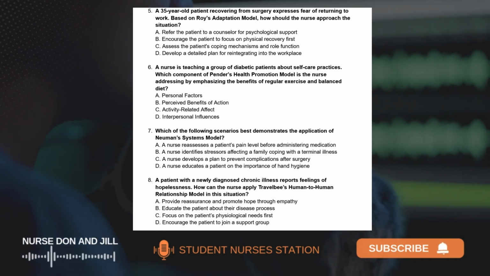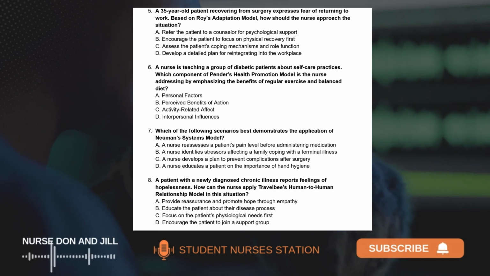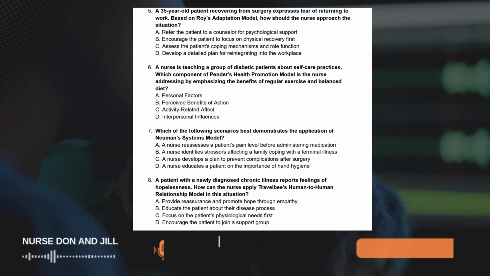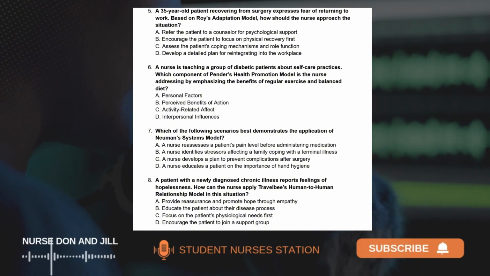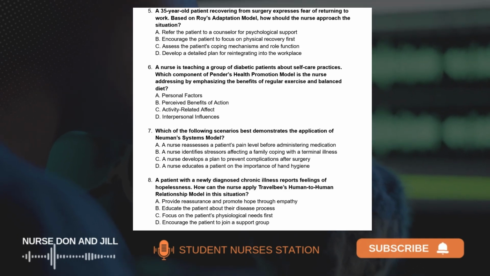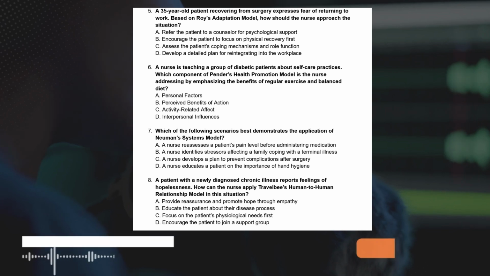All right, ready for question 7. Bring it on. Which of the following scenarios best demonstrates the application of Neuman's systems model? Okay, so Neuman's model is about stress and how the patient responds to it. Like those lines of defense. All right. So I'm going to go with B. A nurse identifies stressors affecting a family coping with a terminal illness.